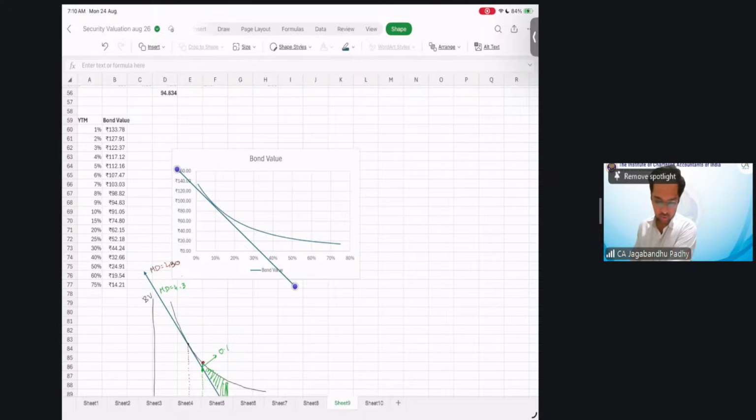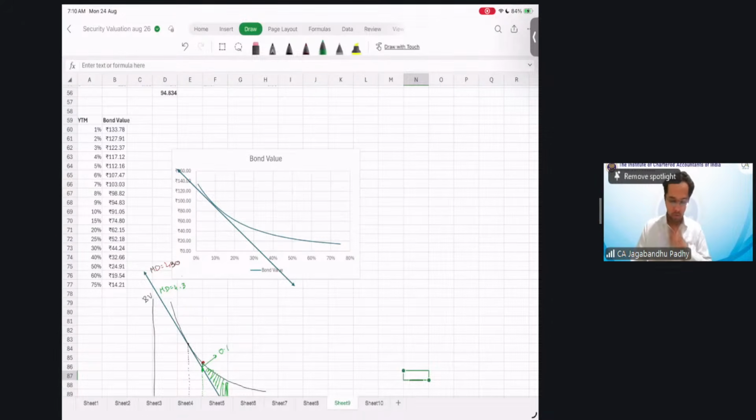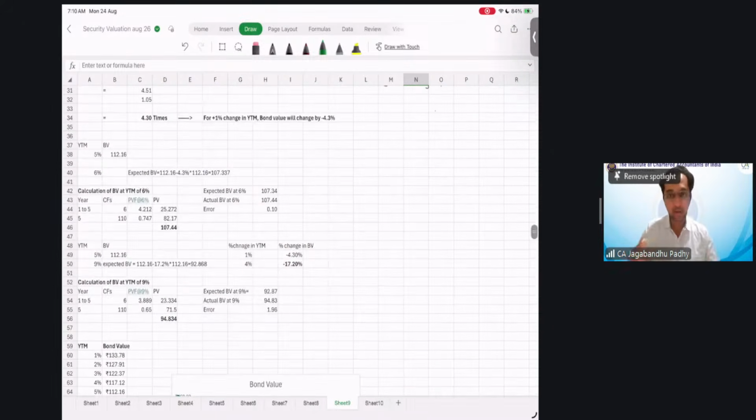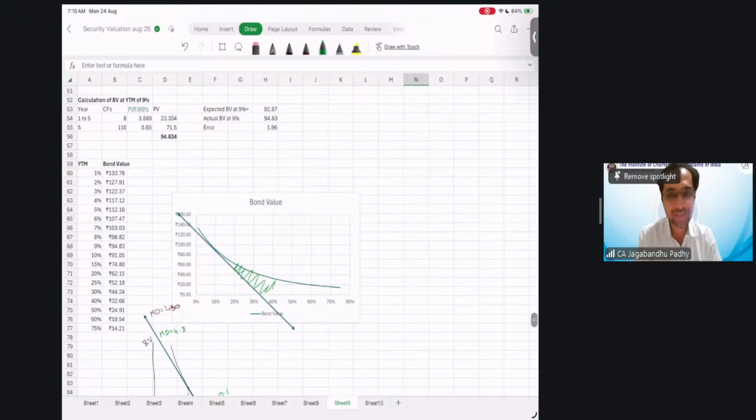As you move across the graph, you can see over here the error keeps on widening. And that's the reason we are observing this typical error in our estimation. So can we say that the modified duration as a measure is complete enough to tell us the actual change in the bond value that is happening?